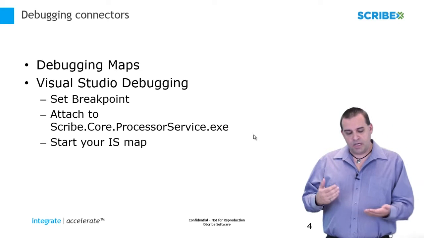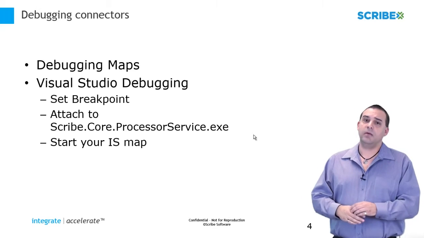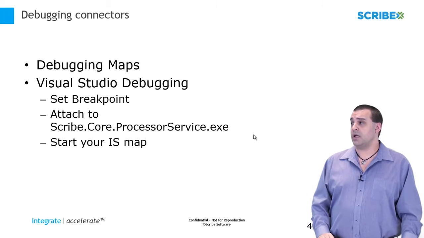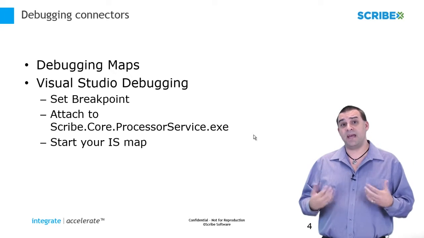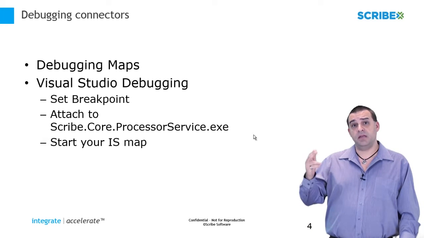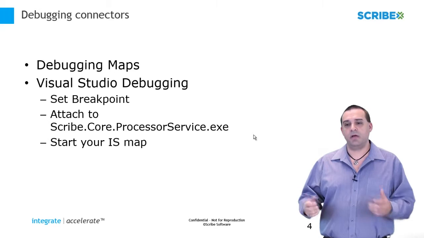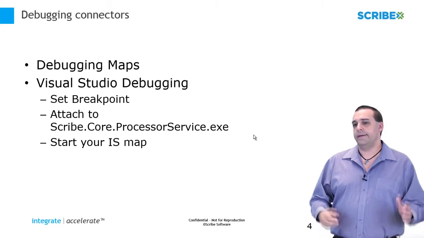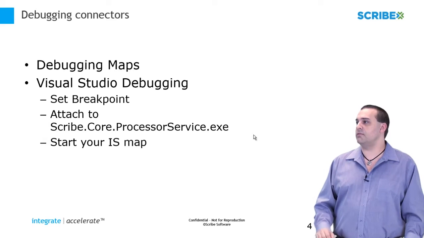Debugging. When we talk about debugging in Scribe Online, we have two different worlds we're talking about. When you're talking about Scribe Online as the platform, we have the debugging feature where we can debug individual maps and get the result of the map. Well, that is completely separate, as we know as developers, from debugging within Visual Studio.